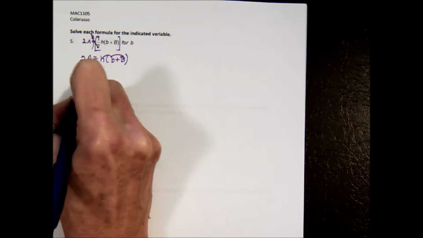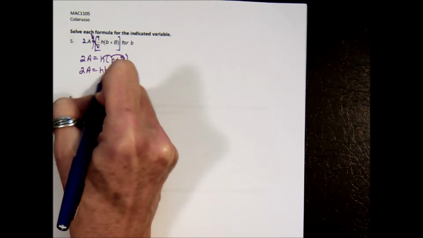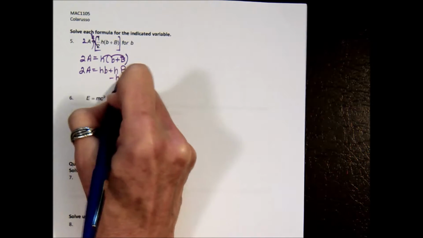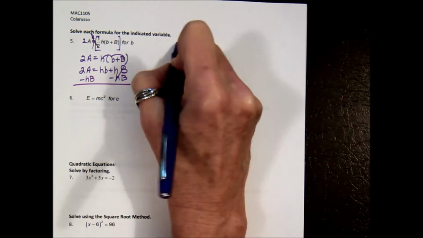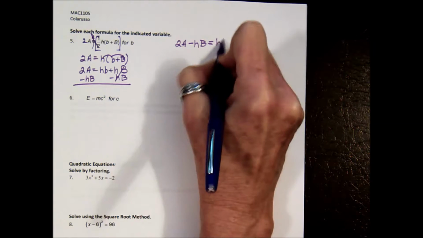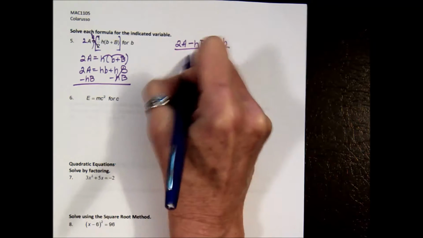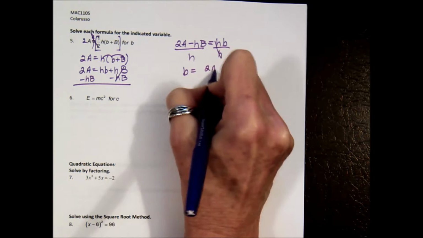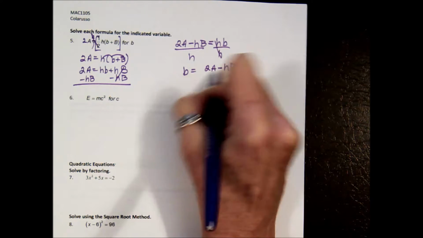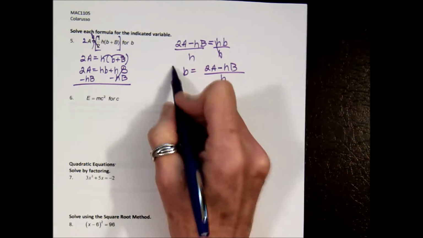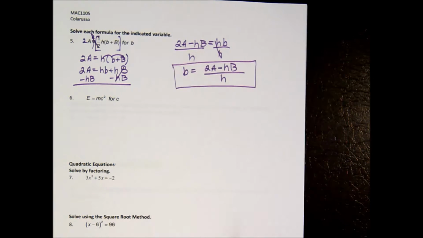So 2a equals h little b plus h big B. We're trying to solve for this, so we want to get everything away from it. So 2a minus h big B equals h little b, and now the only thing left is to divide. And you get b equals 2a minus h big B over h. Those do not cross cancel because this is a unit. That was actually easier than the last one.